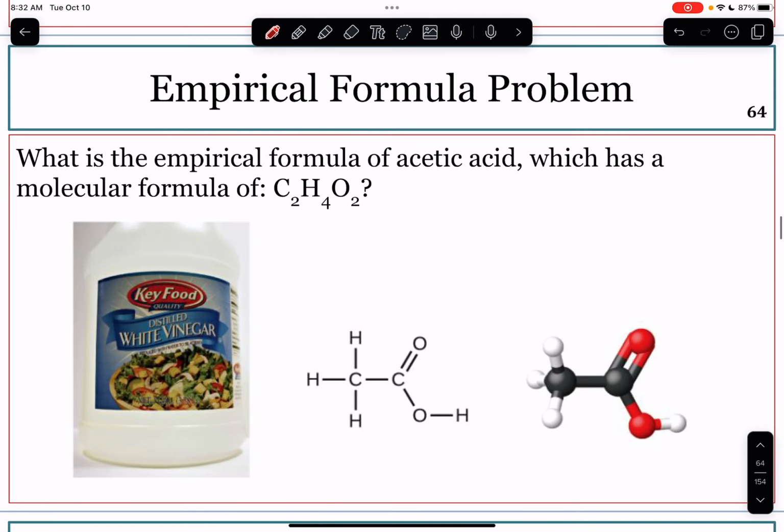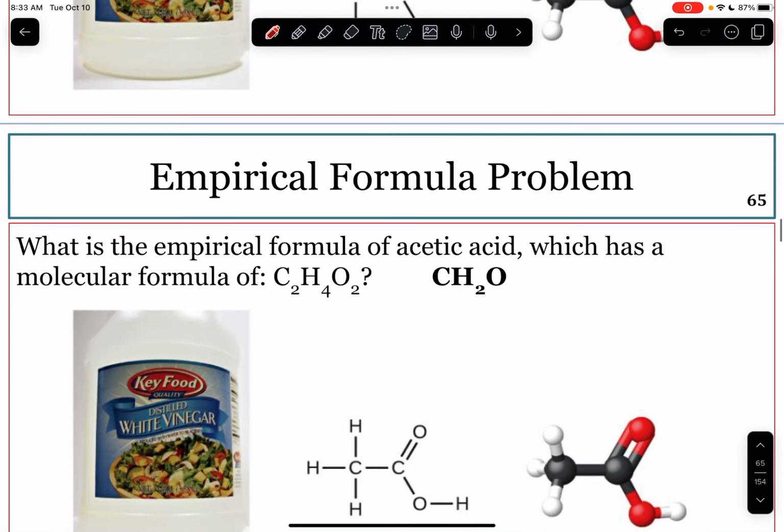Let's try a practice problem. What is the empirical formula of acetic acid, which has this molecular formula and the following structural formula? C2H4O2. If we were to reduce the numbers 2, 4, 2 down as much as possible and include the element symbols, we would write the empirical formula like this: CH2O. Acetic acid is vinegar.